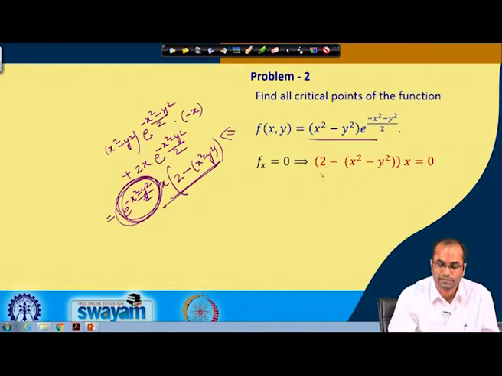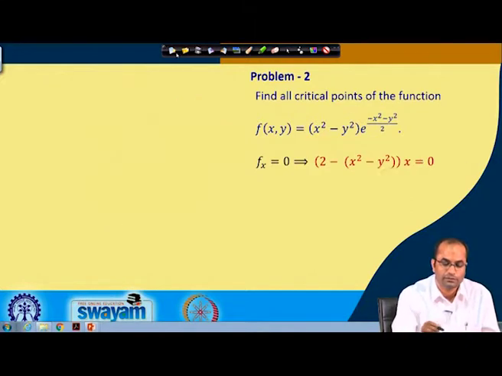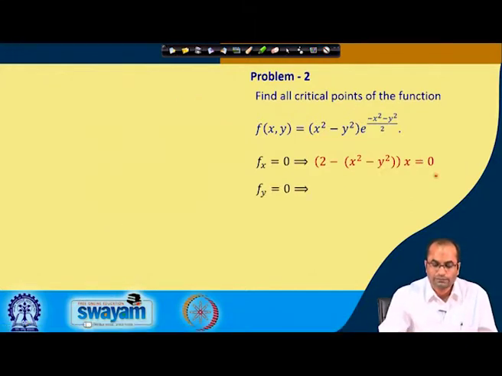This is the condition precisely here, that this x multiplied by (2 − x² − y²) must be 0. Now for f_y also, similarly we will get a minus 2 here, and y multiplied by this must be 0. So, now we can solve this.